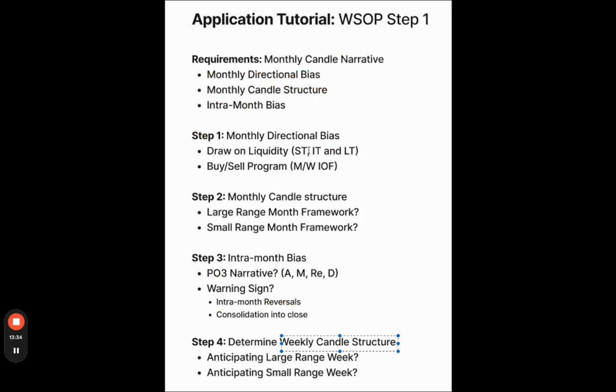Okay, so now we know monthly directional bias, what side of the market to trust. Now we can also know, okay, are we expecting a large range month where price continues to break previous month's ranges, or a small range month where price just stays stuck within a small range? And you can anticipate this after large ranges. So after large ranges, that's when you want to consider small ranges as well. So they interchange.